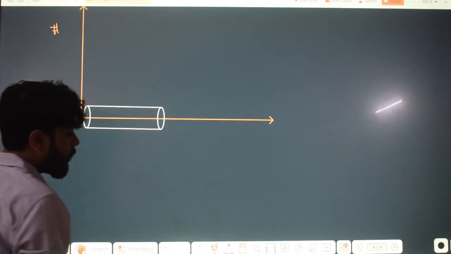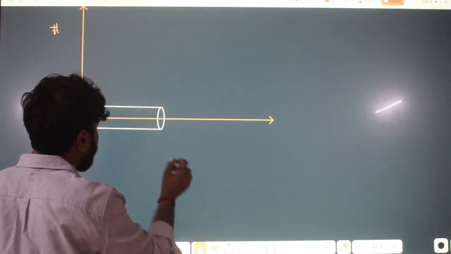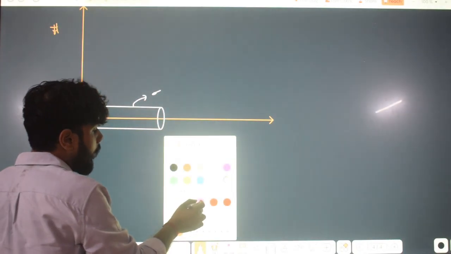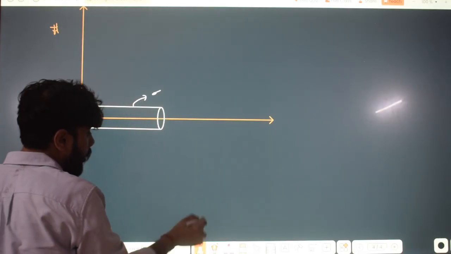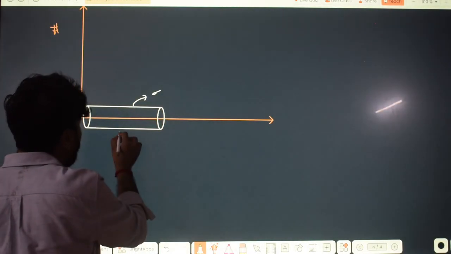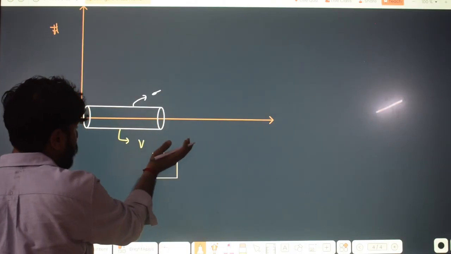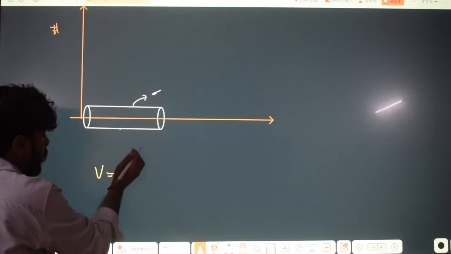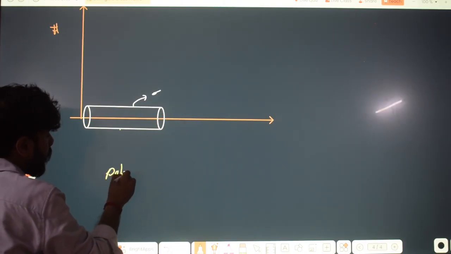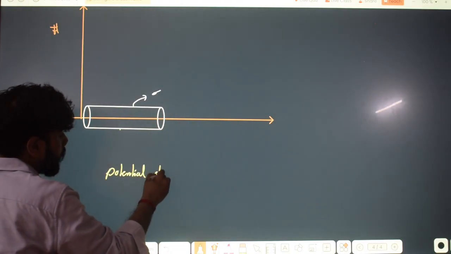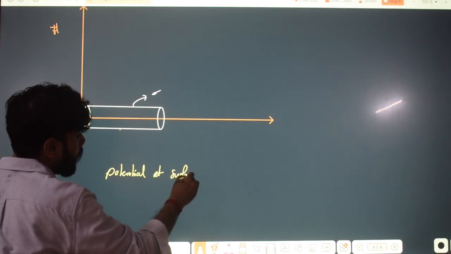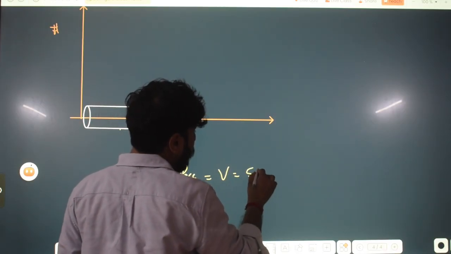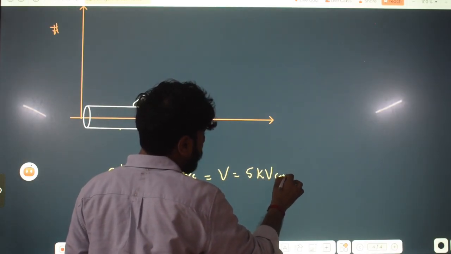So imagine there is a cylinder of surface charge density sigma. Okay, and let's say they have given you the potential on the surface. They have given you potential at surface, let's say 5 kilovolt per centimeter square.